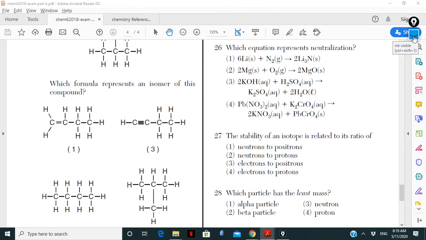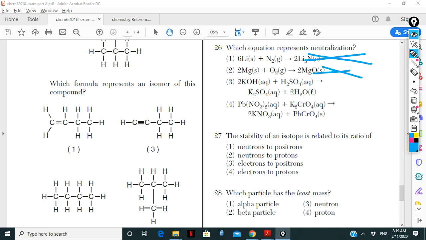Question number 26. Which reaction represents neutralization? Neutralization is always going to give me water and salt. This one doesn't give me water. That one doesn't give me water. That one doesn't give me water. So it's 3. Any neutralization reaction should be between an acid and a base, giving me water plus salt.